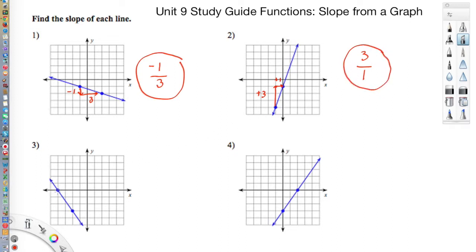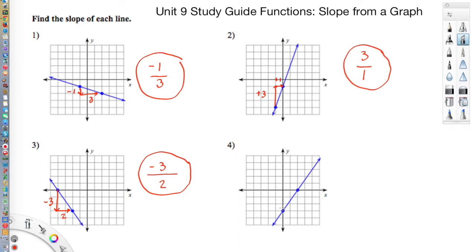Let's look at our next graph. This time I'm going from this point to this point. I am going, looks like, down 3. My rise is minus 3. That's my rise. And then my run is 2 to the right, so that's a positive. So my slope is a negative 3 over 2. 3 down, 2 to the right. 3 down, 2 to the right. I could extend that line as far as I want with that slope.